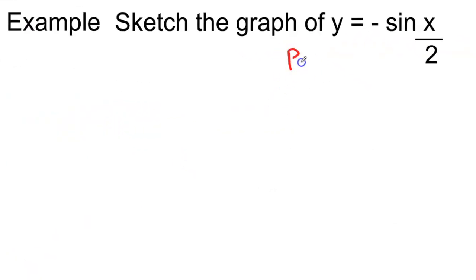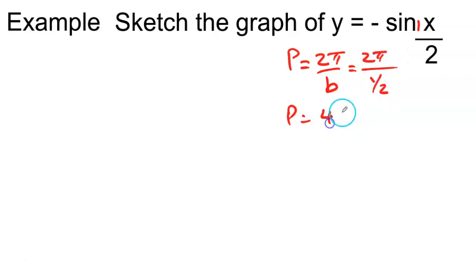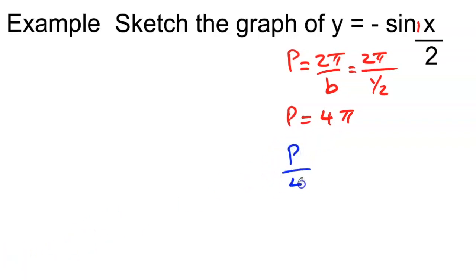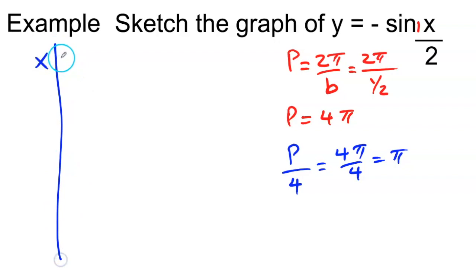Now let's graph this one. 2 pi over b. Remember, you've got to find the period of the function. 2 pi divided by, now, this is 1/2. 2 pi divided by 1/2 gives you 4 pi. So now the period became bigger than 2 pi. And it did that because this is a fraction. Be aware of that. Now let's find the increments. The increments, I take the period and I divide by 4. In this case it is 4 pi over 4, which gives you pi. Now each increment is equal to pi.